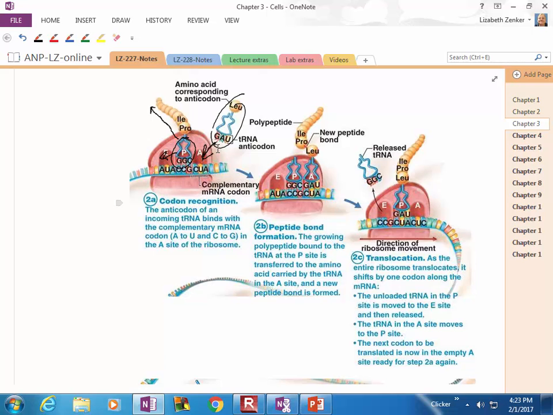The AUG start codon, which puts on which amino acid? Methionine. So it'll keep going until it hits the what? The stop codon, either UGA or UAA, right? Those were the two I want you guys to know.